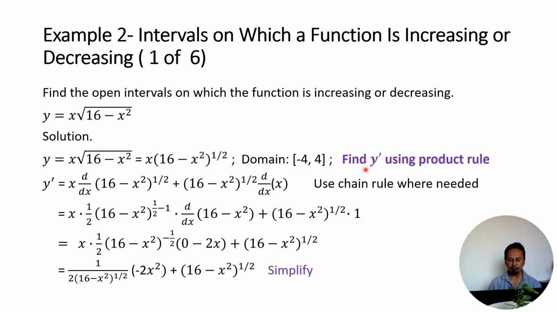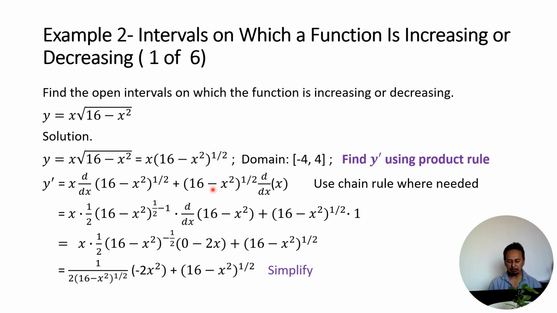Now we find the first derivative using the product rule. So y prime here would be x times the derivative of the second function, plus (16 minus x squared) to the 1/2 times the derivative of the first, x. Now we bring down x, and then we apply the generalized power rule: bring down the power 1/2, and write 16 minus x squared, subtract 1 from 1/2. And then times the derivative of the inner function, which is 16 minus x squared. So that's the chain rule.